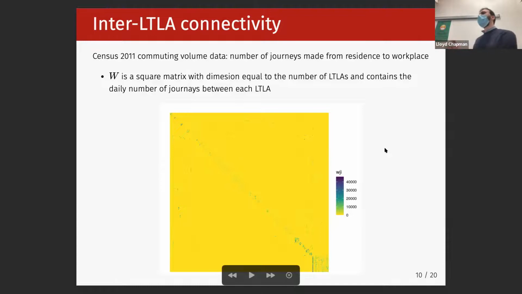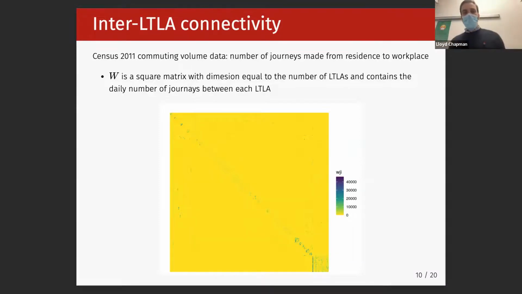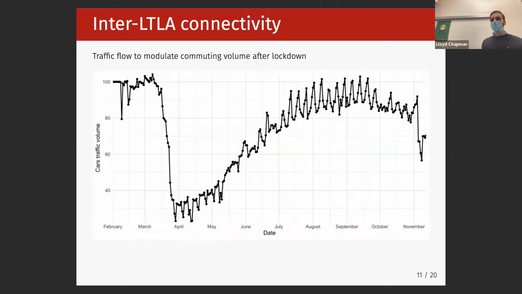The issue, of course, is that this gives us a picture of what was the behavior of people moving around before the pandemic. So what we did to take into account the fact that people were moving less and changing behavior in response to lockdowns and other measures was to use some data on traffic flow.